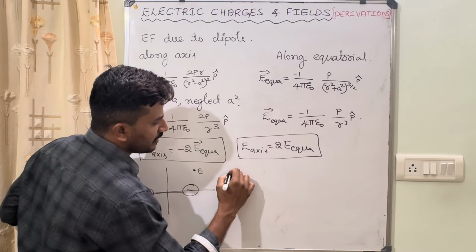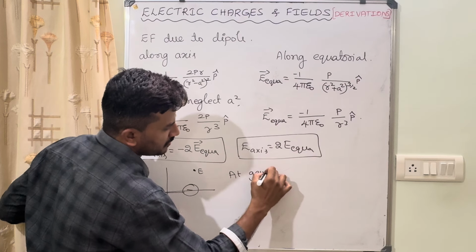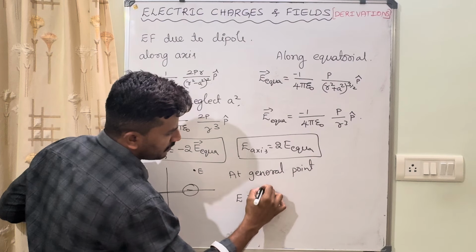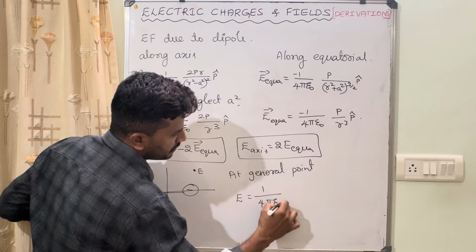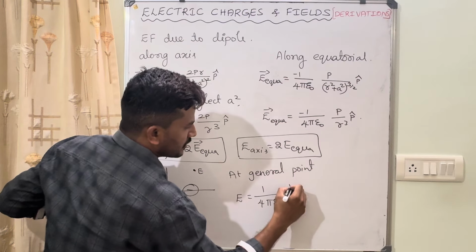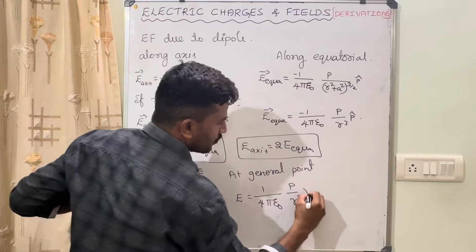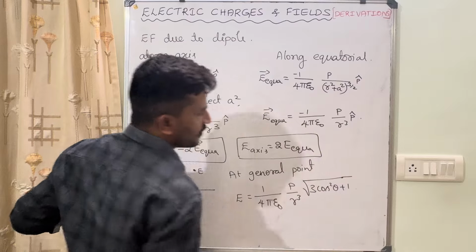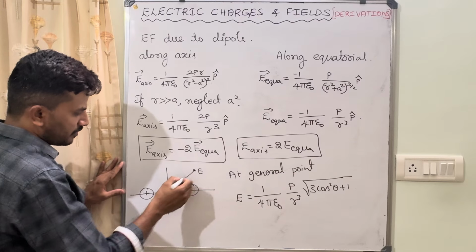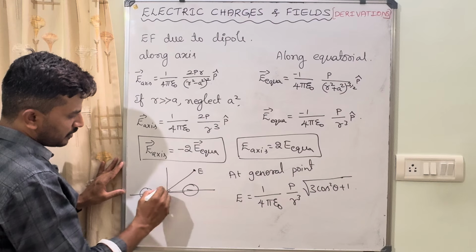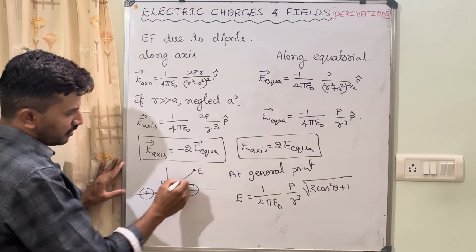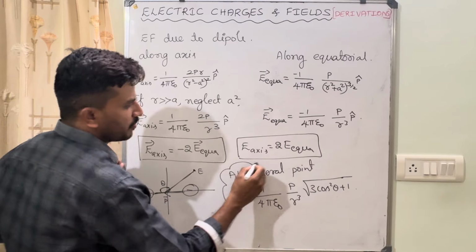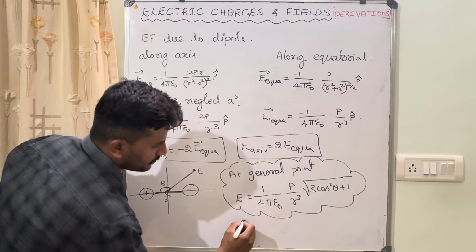Okay. So at a general point, the electric field is given by 1 over 4 pi epsilon naught, p divided by r cube, into square root of 3 cos square theta plus 1. This is the formula that you have to use. For example, here there is a dipole moment in this direction, minus to plus, and this theta you have to take. So r in the direction of p will give you theta, that theta you have to substitute here, fine. So this will be asked for NEET and JEE.